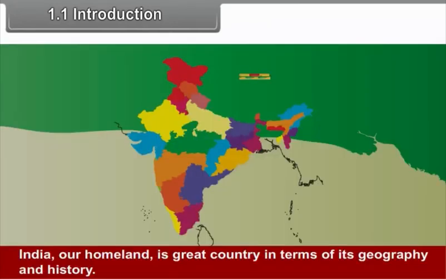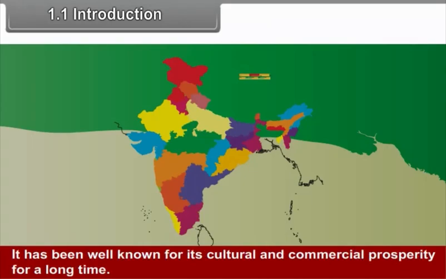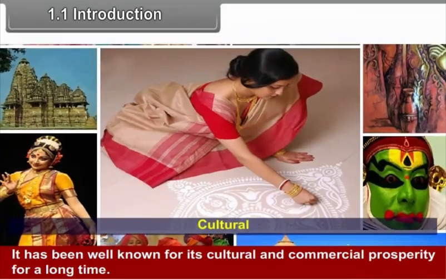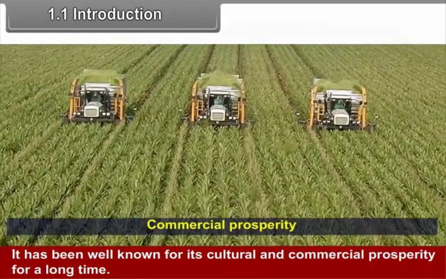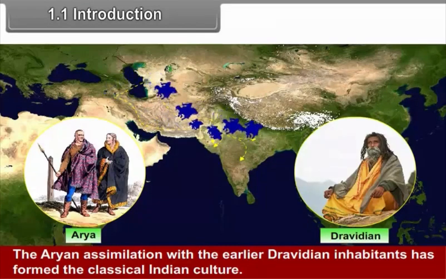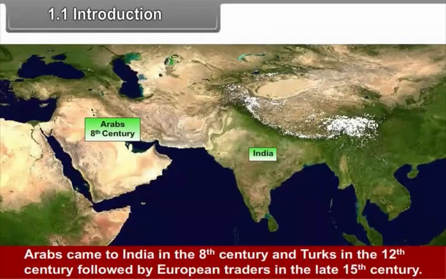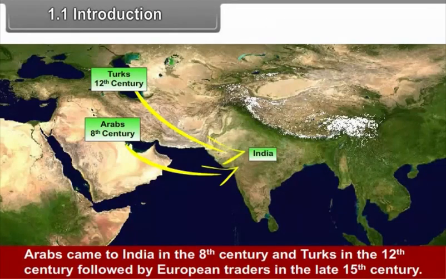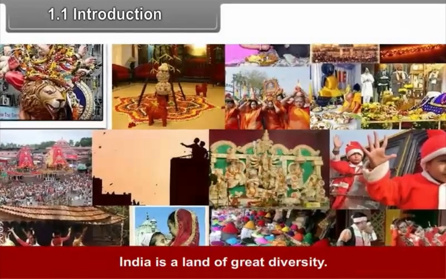Introduction. India, our homeland, is a great country in terms of its geography and history. It has been well known for its cultural and commercial prosperity for a long time. The Aryan assimilation with the earlier Dravidian inhabitants has formed the classical Indian culture. Arabs came to India in the 8th century and Turks in the 12th century, followed by European traders in the late 15th century. India is a land of great diversity.